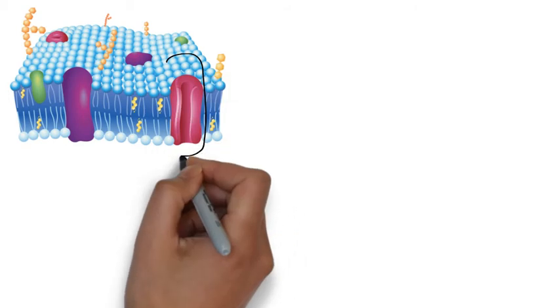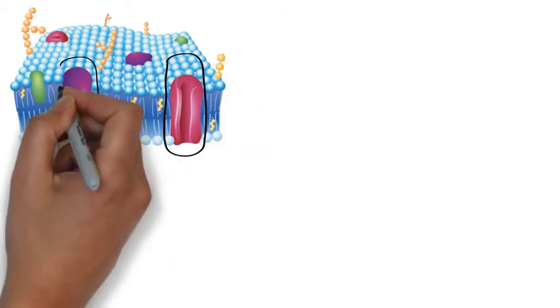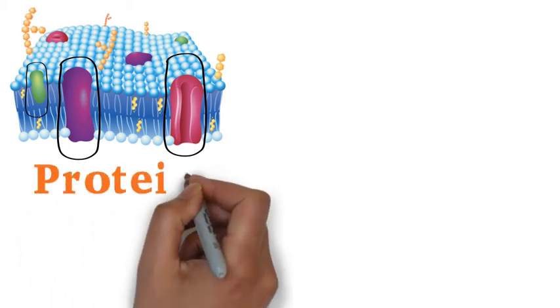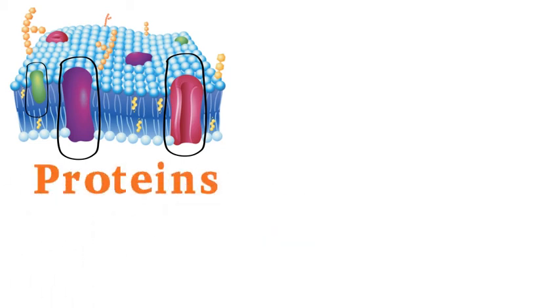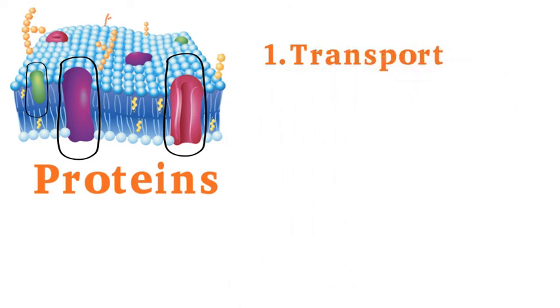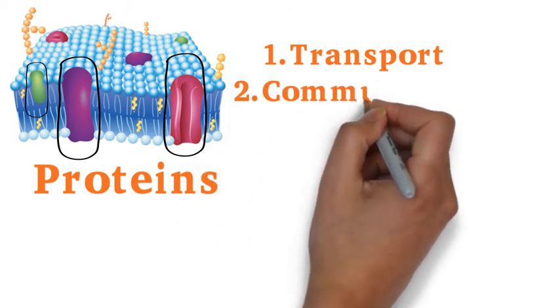Not only is the phospholipid bilayer made of lipids, it also has proteins. There are three types of proteins and they have different functions. Proteins can be used for transportation. Sometimes large materials like carbohydrates and proteins have difficulty passing straight through the cell membrane. In this situation, they use proteins as a doorway to move through the cell membrane.